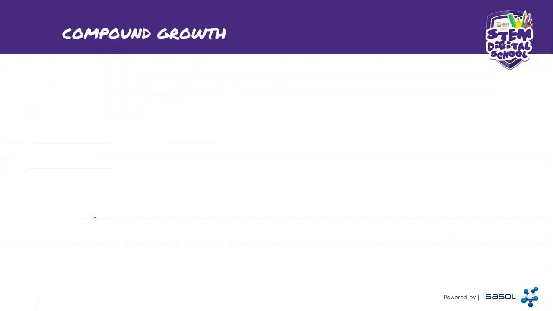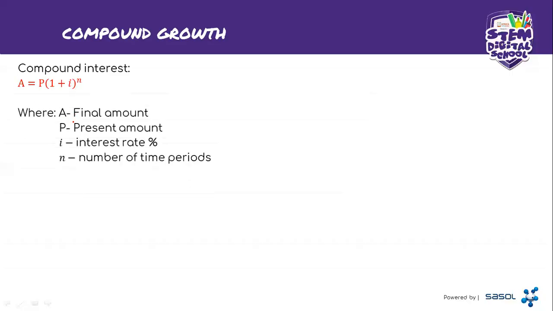Now let's proceed. We are now looking for compound growth. Then we're having a formula for compound growth. A equals P into 1 plus I to the power of N. So that is the formula. A is the final amount, P is the present amount, I is the interest rate, and N is the number of time periods. So it's still the same, all right?